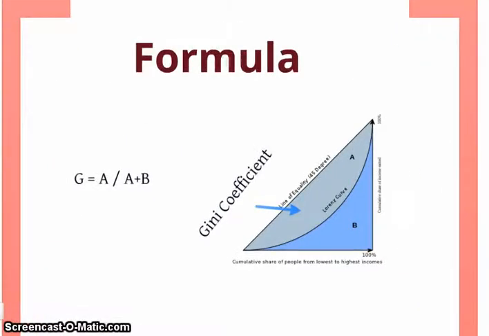To get the Gini coefficient, you must find the area of A and divide it by A plus B, which equals 1/2.